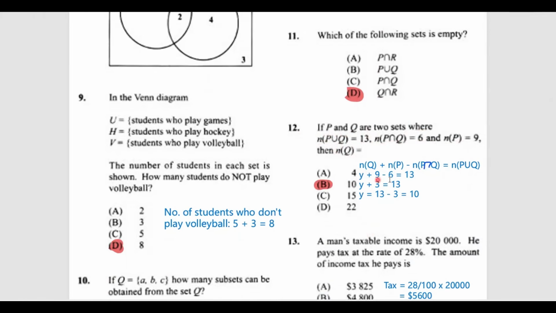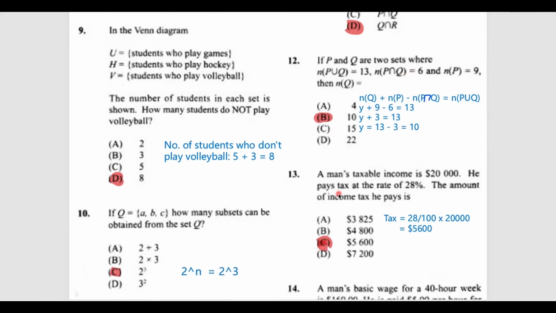So it's Y add 9 minus N of P intersect Q, which is 6, so minus 6 equals what? 13. So as we all know, 9 minus 6 is 3. Y add 3 is 13. Carry the 3 across. It'll be 13 minus 3, which is 10. That is B.